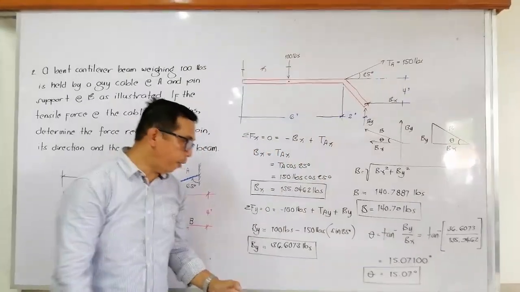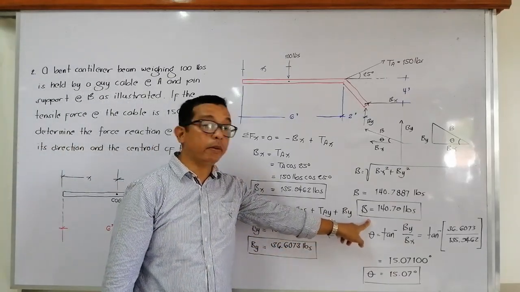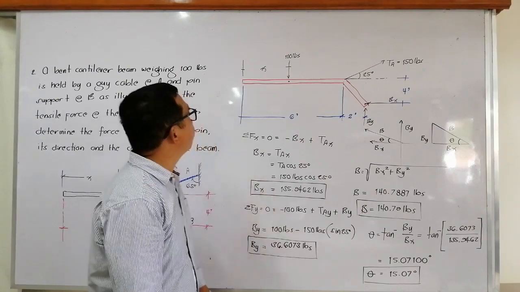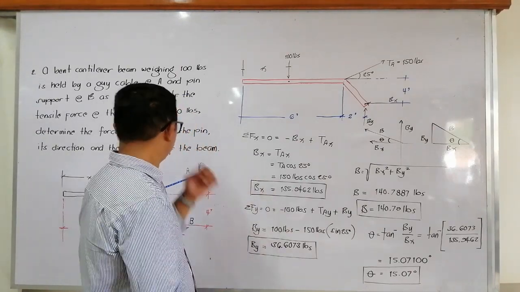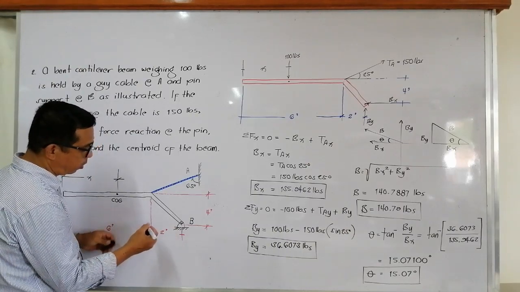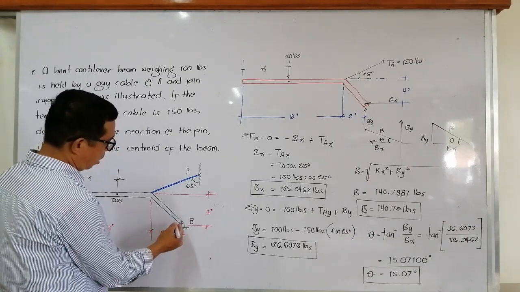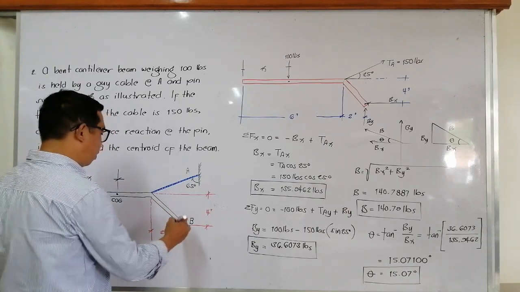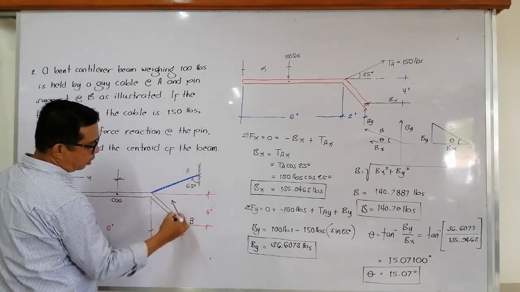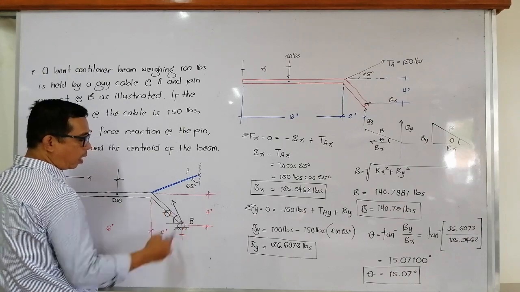We already have solved for the two unknowns. The force reaction at B is 140.79 pounds and its angle of projection is 15.07 degrees. Meaning, the reaction would be based on the original figure. This is where the force reaction is. What is the angle of this? 45. So this is the force reaction, and this is your theta. That's your force reaction B.